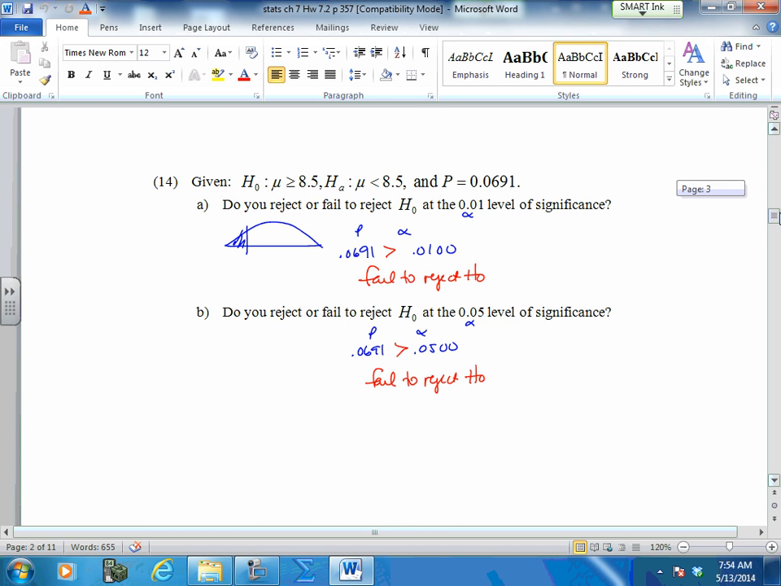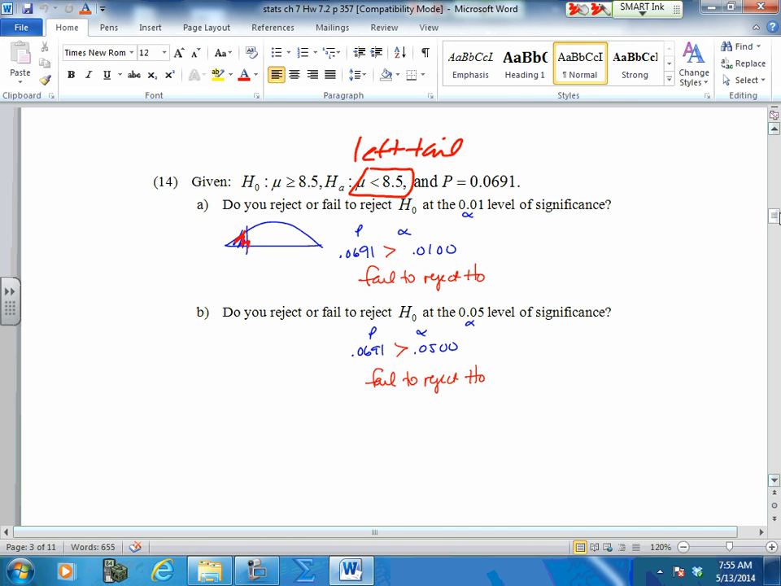Alright. Number 14 said you were given a null hypothesis and an alternative hypothesis. Our tail in our graph goes by our alternative, so therefore, this tells us left tail test. You know, it's this little area over here. And they gave you the p-value. All they wanted you to do was make a decision at two different levels of significance.